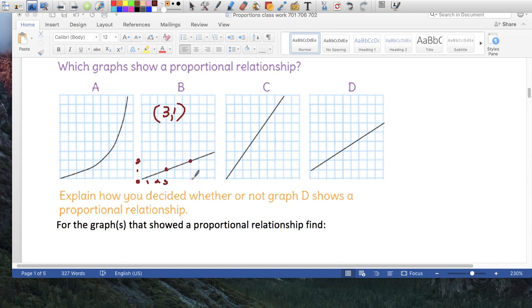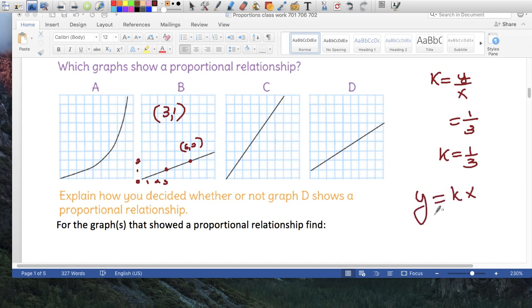So you can use that one, or you can use this one. This one would be 6 and 2. You can use any of those 2 points to find k. So k is y over x. And this one is obvious because you already see the unit rate. So actually, it's not obvious. The y is 1. The x is 3. So k equals 1/3. So that's my constant of proportionality. If I want to write the equation, y equals kx, I'm going to replace the k with 1/3, so y equals 1/3 x. So that's the equation for this one right here.